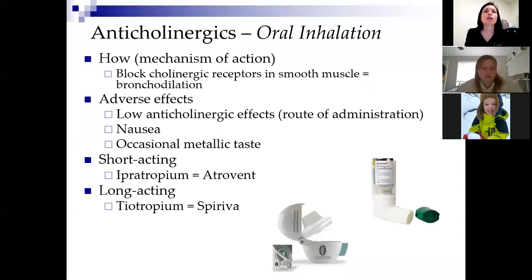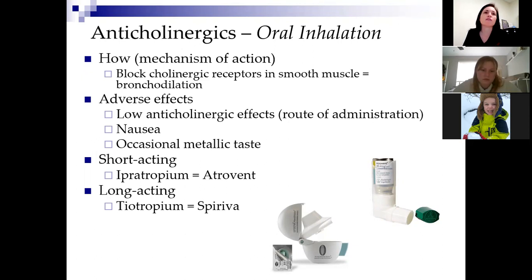Then we have the anticholinergics, the inhalers, and these inhalers block cholinergic receptors in smooth muscle, resulting in bronchodilation. And you'll remember the parasympathetic nervous system of the bronchioles, they constrict when you're in rest and digest, or they're just not as dilated when you just don't need as much oxygen. So the adverse effects include low anticholinergic effects, which is good. This is a good thing.